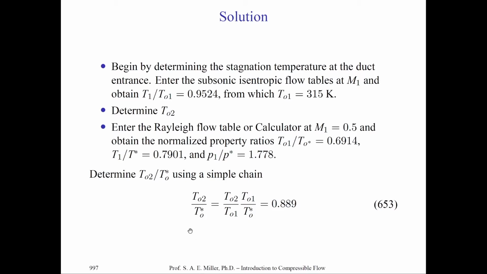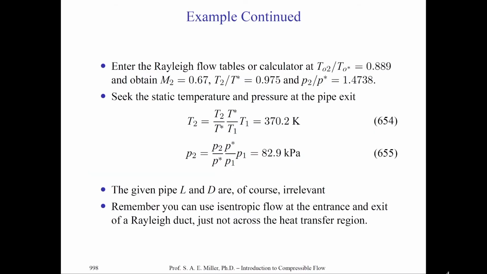Great. Now we can take T02 over T0 star, because T0 star doesn't change across the problem, and indeed we can look up through a Rayleigh flow relation. We once again enter the Rayleigh flow tables, or calculator, at T02 over T0 star, and you'll find a value, of course, 0.889, which we just mentioned, and at 0.889, from the Rayleigh flow equations, or tables, you'll find the other values in the row, which will be Mach 2 of 0.67, which makes sense because the flow accelerated with additional heat, T2 over T star of 0.975, and P2 over P star of 1.4738.